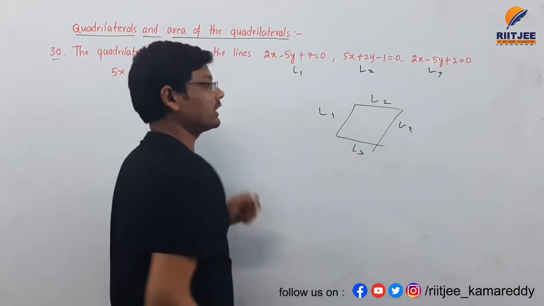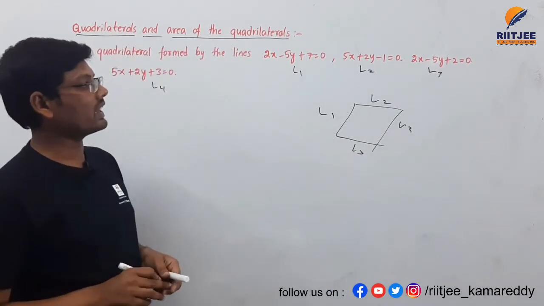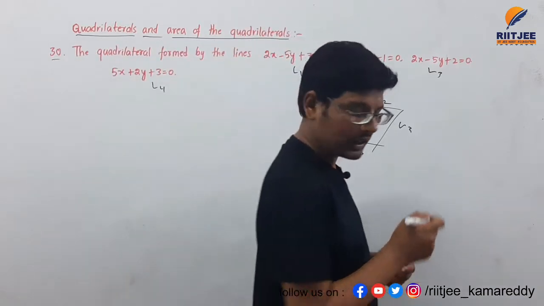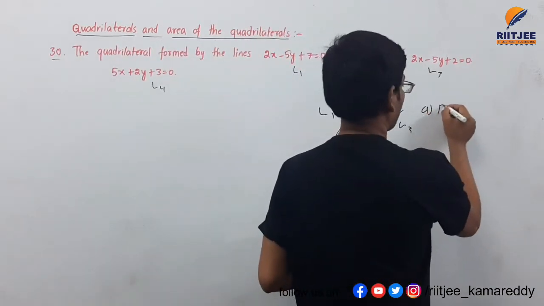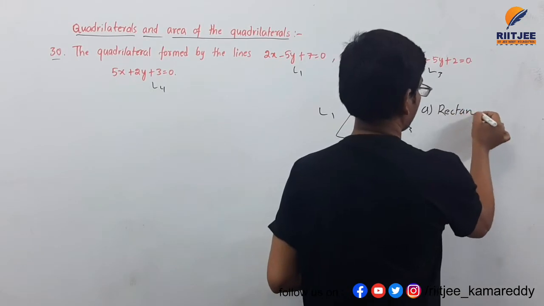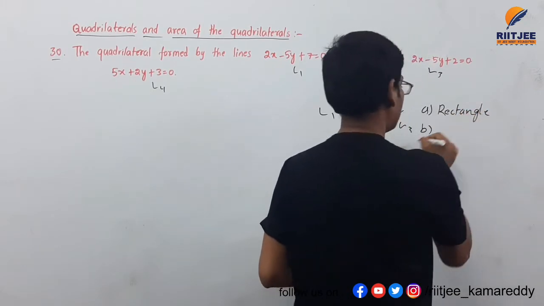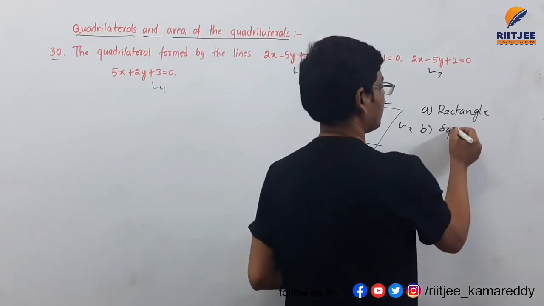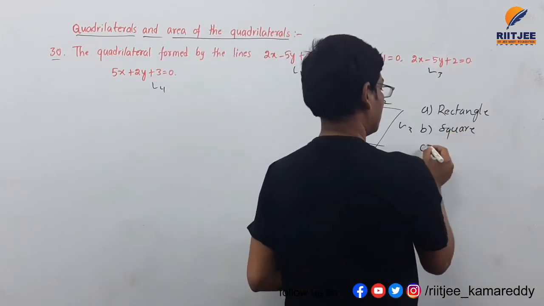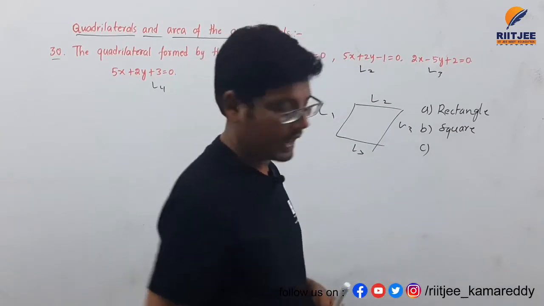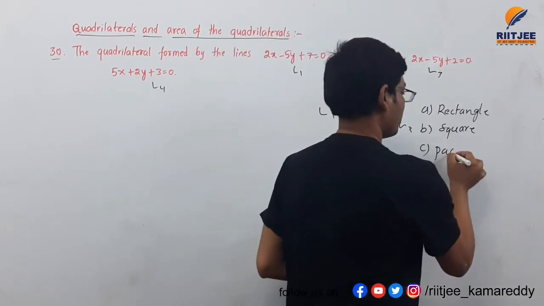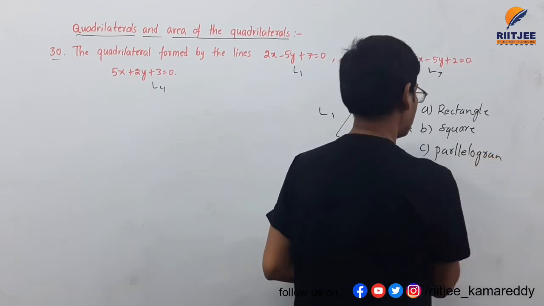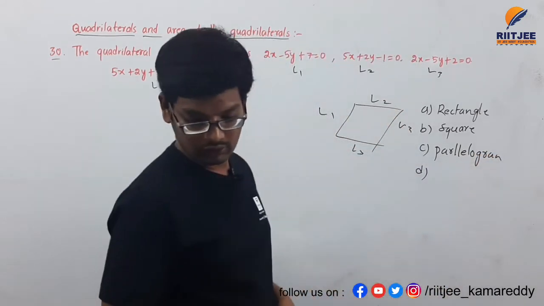So he is given four lines, but to state the answer, options are needed. So the options are: option A is rectangle, a quadrilateral with four sides. Option B is square, also a four-sided figure. Option C is parallelogram, and option D is rhombus.